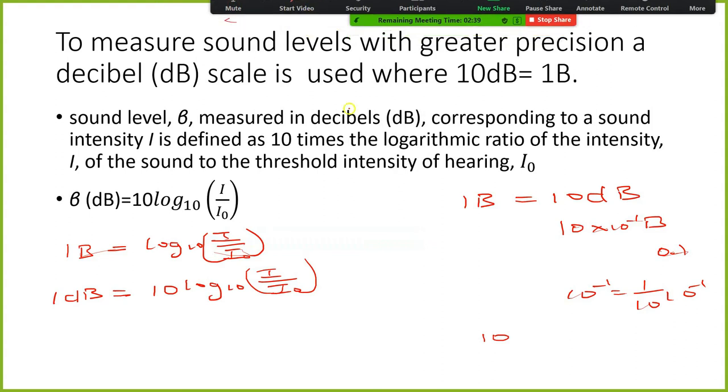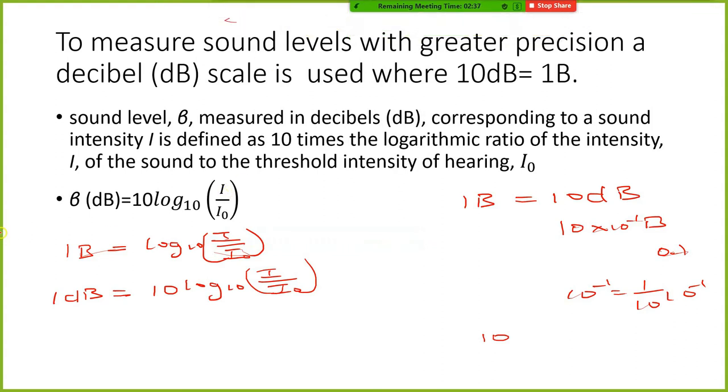Sorry about that. So this is an equation that we must remember as it pertains to finding the intensity in decibels. This formula, you have to remember it. All right, this one right here.